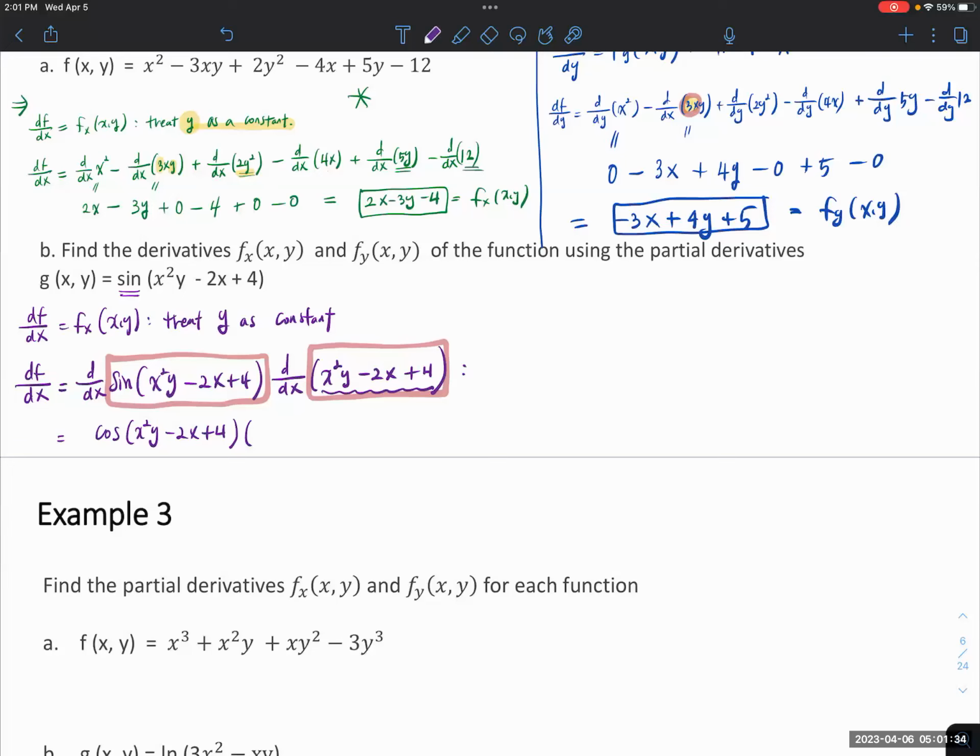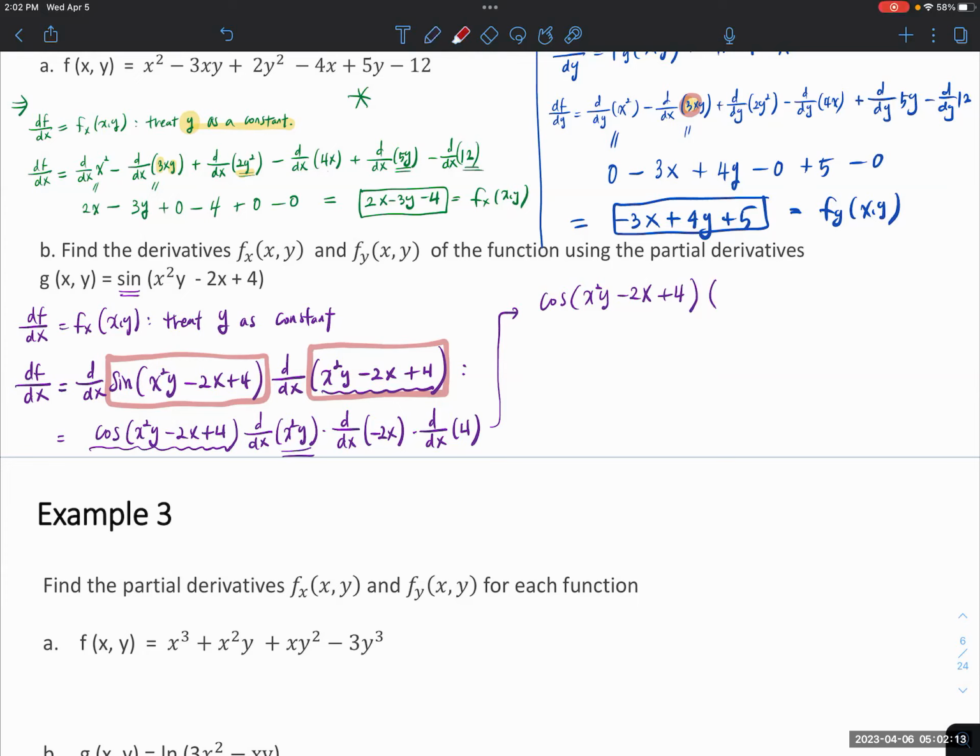So this is going to be, what do you guys think? You can think about it this way: d over dx of x squared y, right? Everything is a multiplication, d over dx of minus 2x, d over dx of 4. So we don't change anything in this part. So we still have cosine of (x squared y minus 2x plus 4). And what happened? This one, what do you guys think?